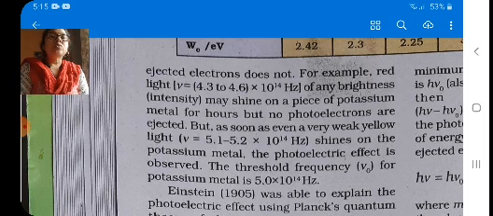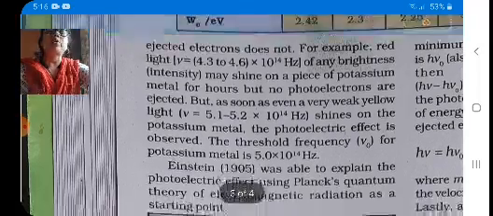the light will be seen on the piece of potassium metal if you put the red light of any brightness, but photoelectrons will not be ejected. But as soon as even a very weak yellow light, whose frequency is 5.1 to 5.2 × 10^14 hertz, shines on the potassium metal, the photoelectric effect is observed.